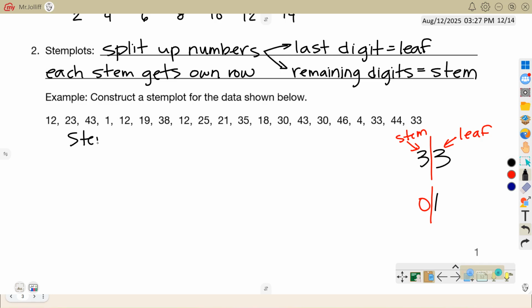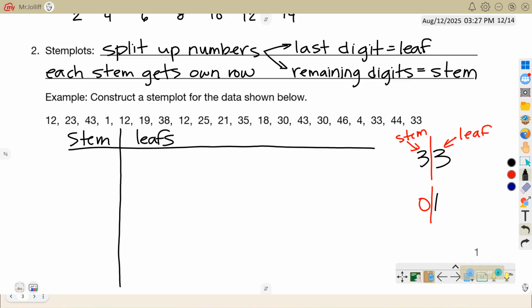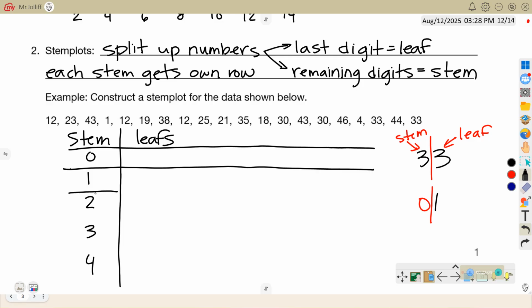So stem, leaves. Don't judge my English. I'm going to make my leaf rows long. 0, 1, 2, 3, 4.